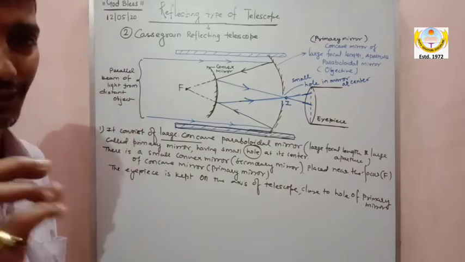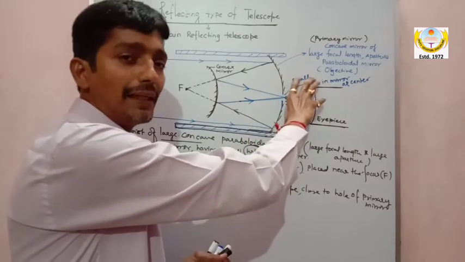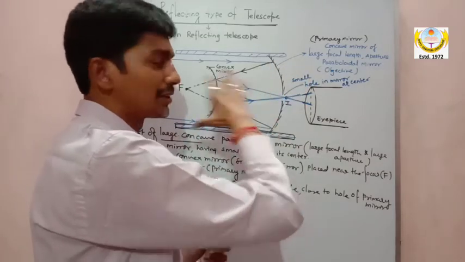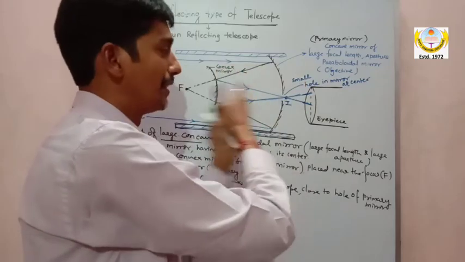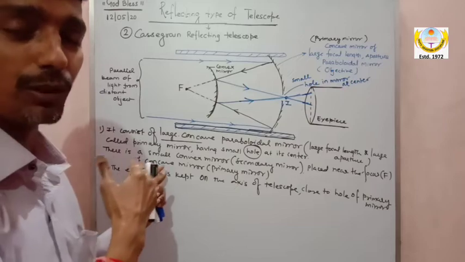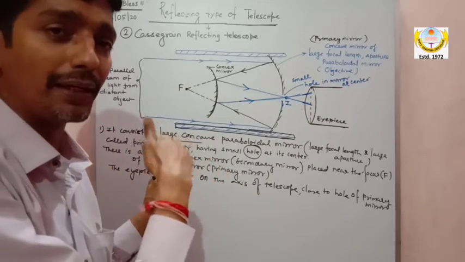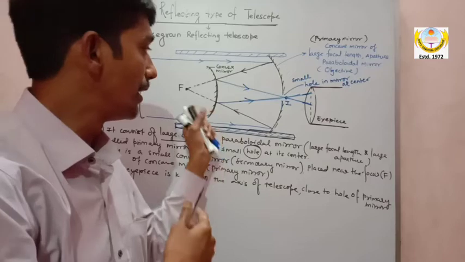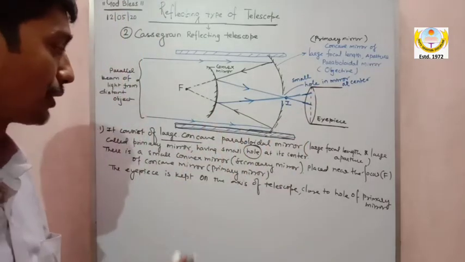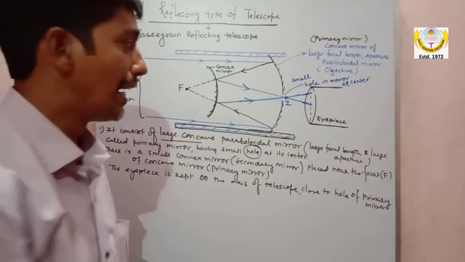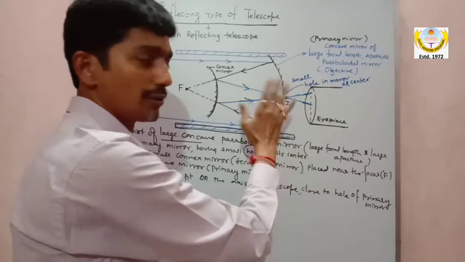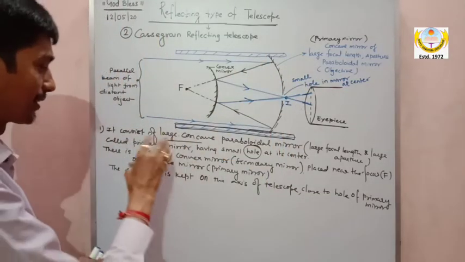And the third important point is about the eyepiece: this eyepiece is kept on the axis of the telescope, my dear. You can see it is kept on the axis of the telescope. Earlier, my dear, in the Newtonian, the eyepiece was kept perpendicular to the axis of the telescope. Here it is kept on the axis of the telescope, as I have mentioned, and close to the hole of the primary mirror. You can write these three basic things.